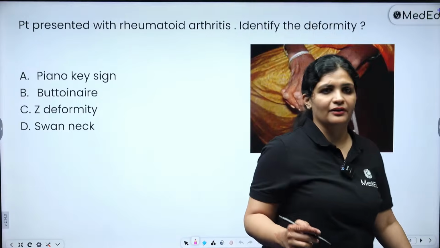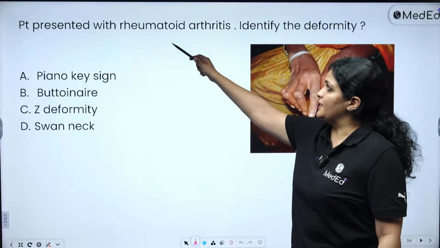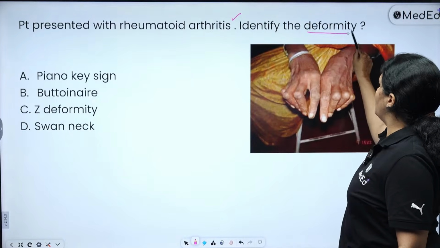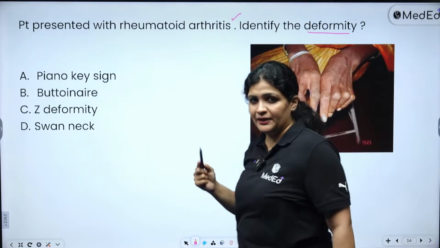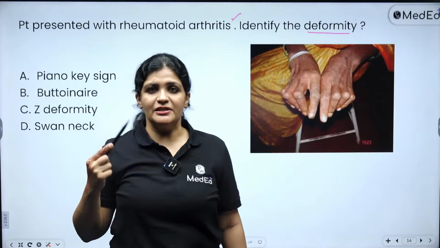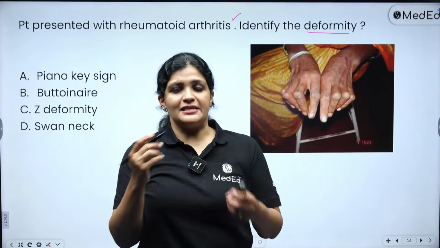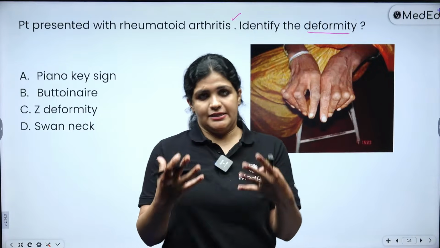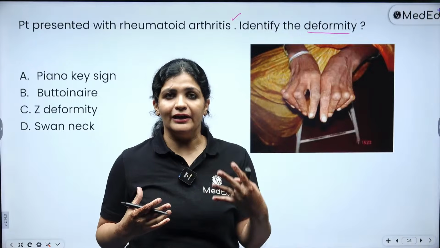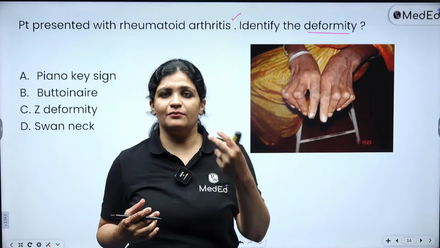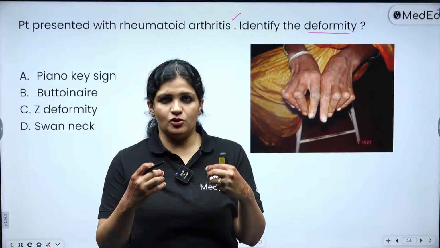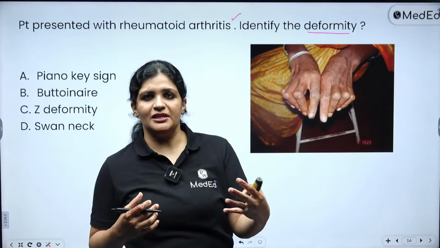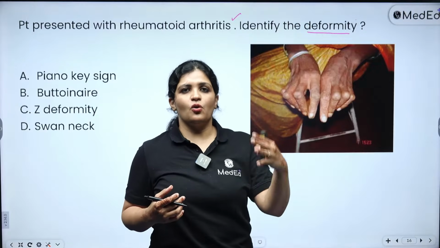This is very important again. So this question: a patient presented with rheumatoid arthritis, directly given, identify the deformity. So a very, very important topic, that is rheumatoid arthritis. So what happens in rheumatoid arthritis? Rheumatoid arthritis is an inflammatory condition. So inflammatory condition means it is an autoimmune disease. Autoimmune means the self antigens are produced in the body, and the body reacts to those antigens and produces antibodies, which is called the RA factor.